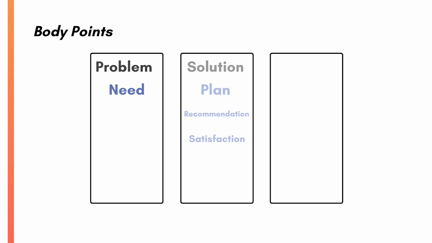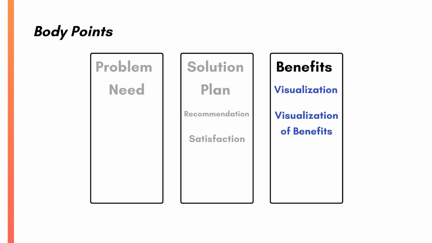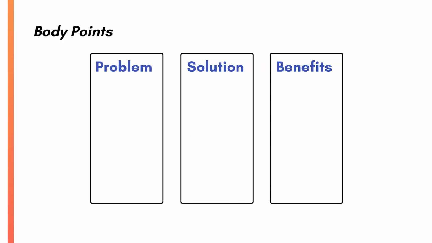Some people use different labels for these 3 main points. Instead of calling the first point the problem, some people might describe it as the need. Instead of calling the second point the solution, you'll sometimes see this labeled as the plan, the recommendation, or the satisfaction step, like they do with Monroe's motivated sequence. People usually label the third point benefits, but it's sometimes labeled as the visualization step or sometimes visualization of benefits. But the heart of these are the same, even though the labels may change. The foundation is the problem, solution, benefits. Now, are there other ways to organize the body of a persuasive message? Yes, and I'm going to show you a few alternatives in the next video, part 2 of this series.